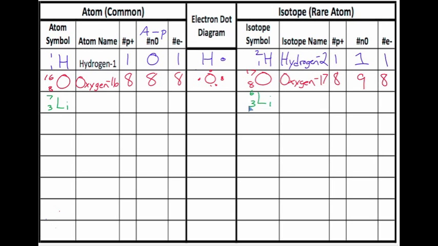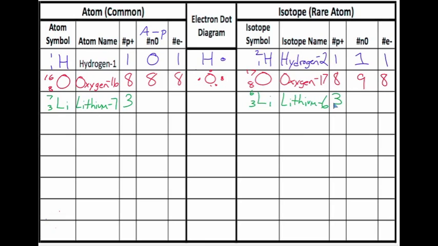Let's try another example. Lithium. There's the common lithium atom and an isotope of lithium. The common lithium atom has the symbol Li, 7 on the top, 3 on the bottom. That 7 is the atomic mass, which we can also use in the name, lithium-7. The isotope is called lithium-6. However, both have the same number of protons. The atomic number is 3.